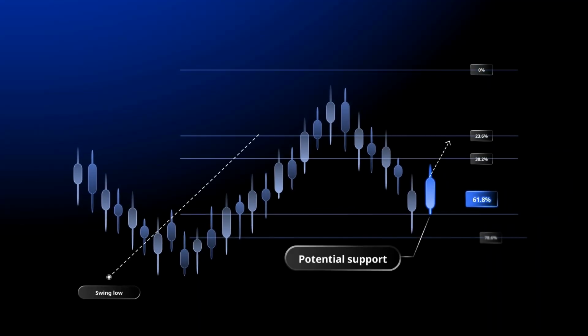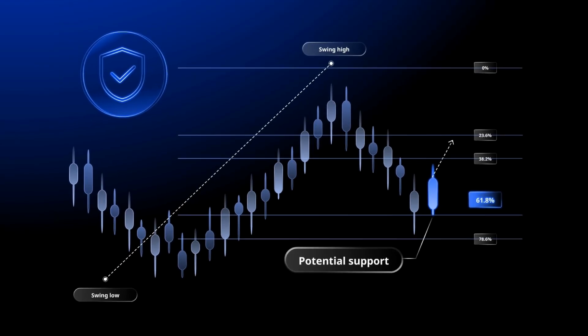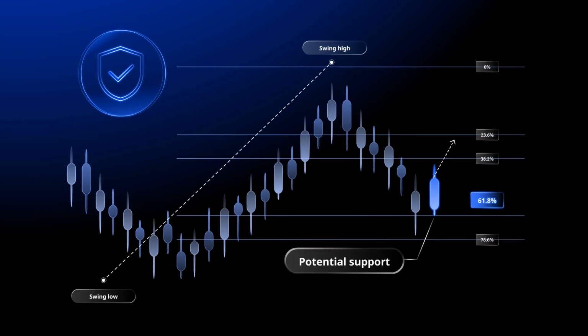Fibonacci retracement is a framework for measuring pullbacks within trends. It does not predict the future, but it can help structure trade planning and risk management.